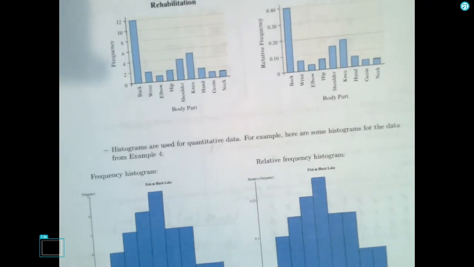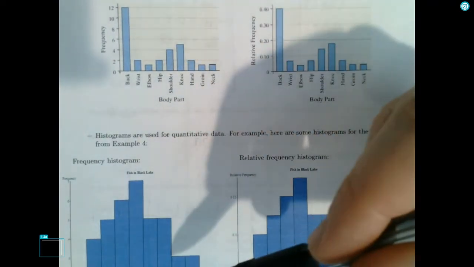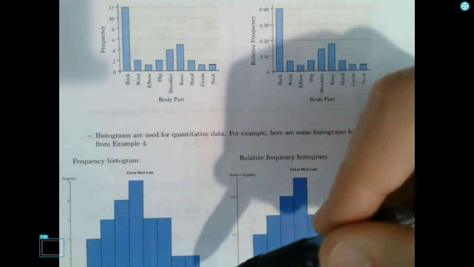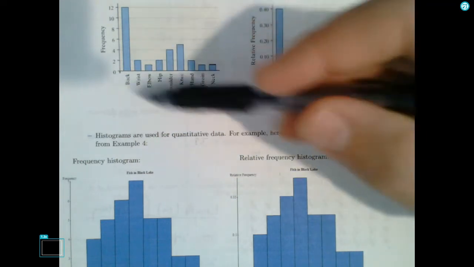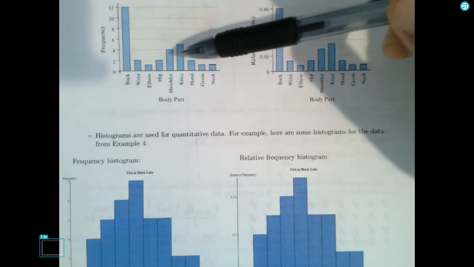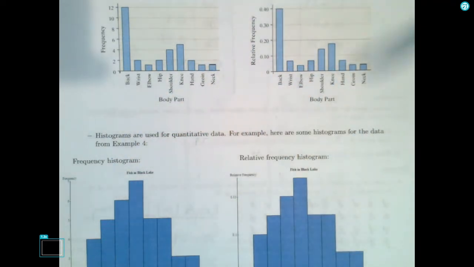If you look at these, you'll notice that the main difference between a bar graph and a histogram is that in a histogram there are no spaces between the bars, and in a bar graph there are spaces between the bars. So if the data is qualitative, you draw a bar graph with spaces. If it's quantitative, you draw a histogram with no spaces.